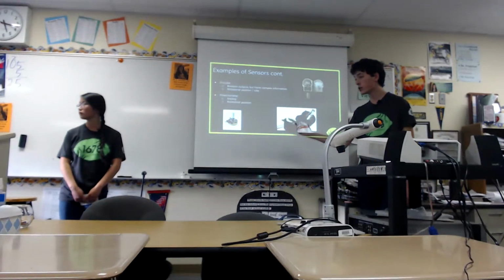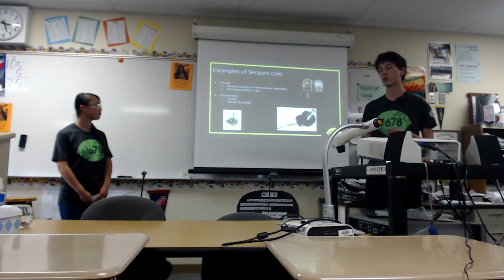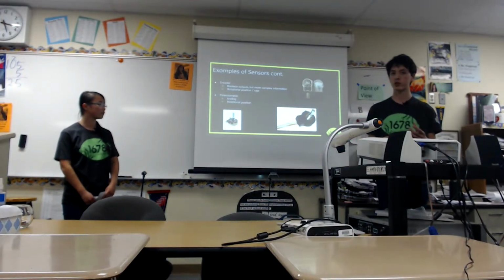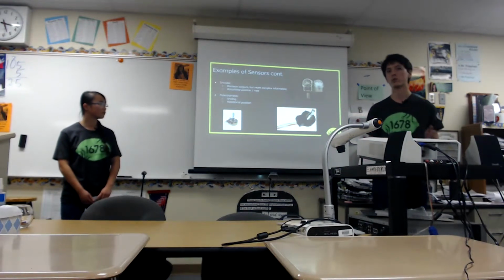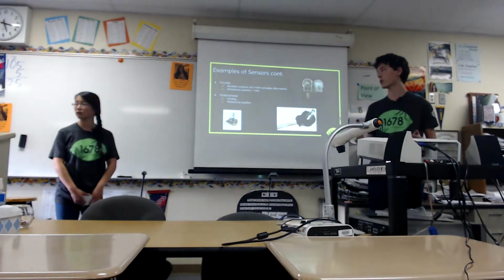And then also there are potentiometers. So potentiometers are analog, but they're really good for measuring certain angles. So say you've got a wrist on your robot, and it has to be at a certain angle if you want to score a game element. You're going to want to use a potentiometer.